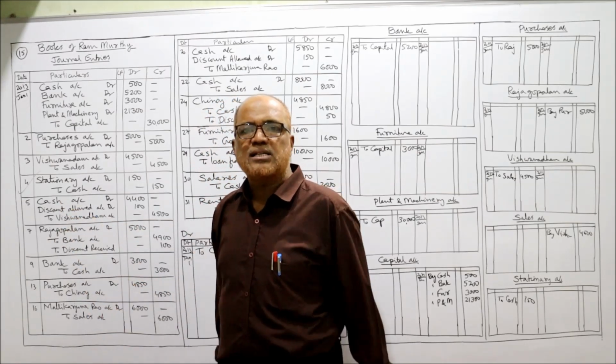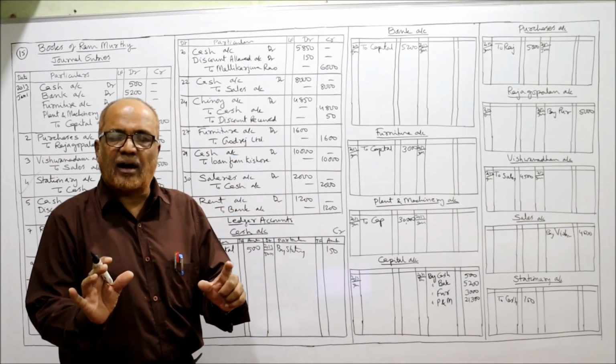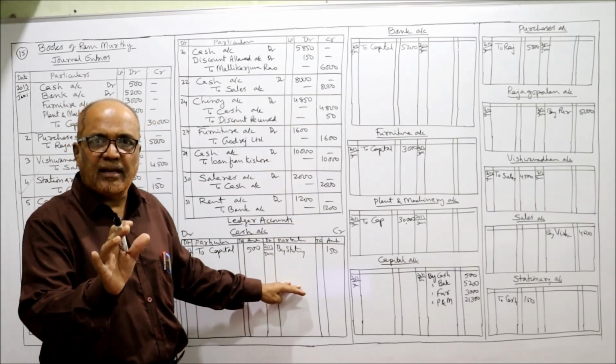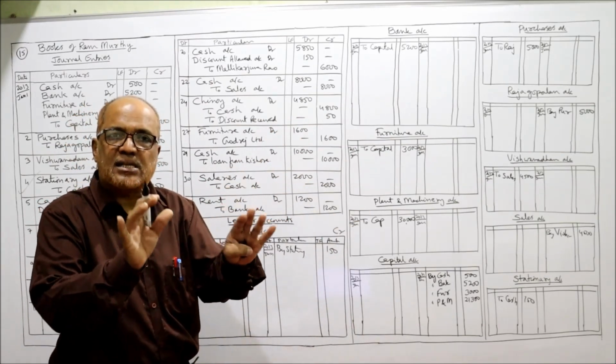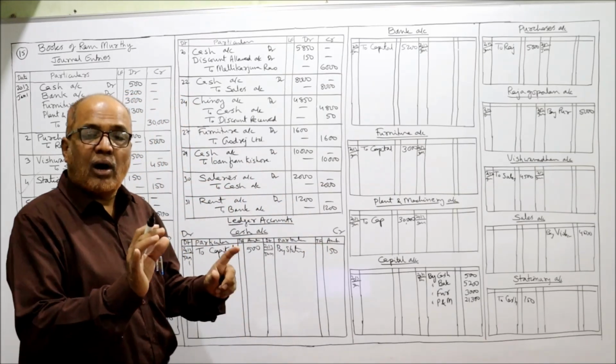After posting all the transactions, you have to balance them. So how to make the balancing of the account? Right now, here itself, I am balancing, but you should not balance yet. After completing all transaction postings, then you have to make the balancing. Now how to make the balancing?